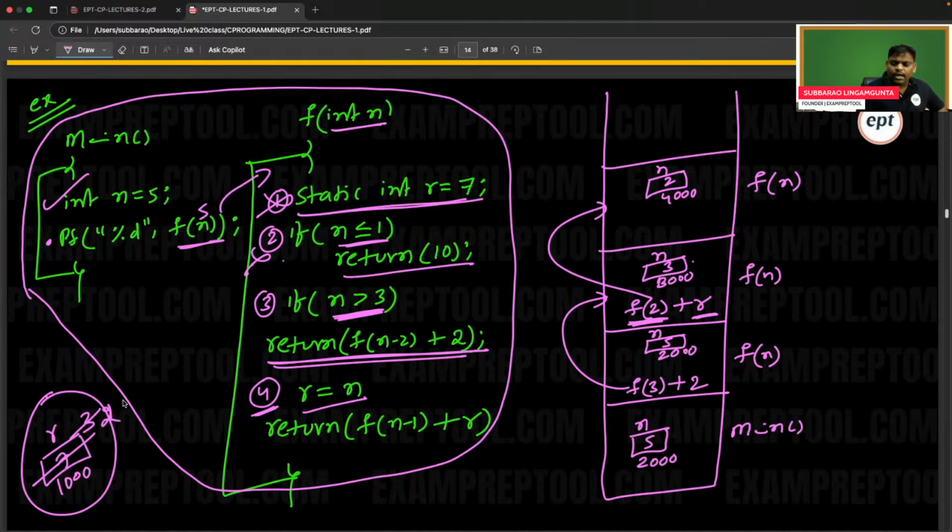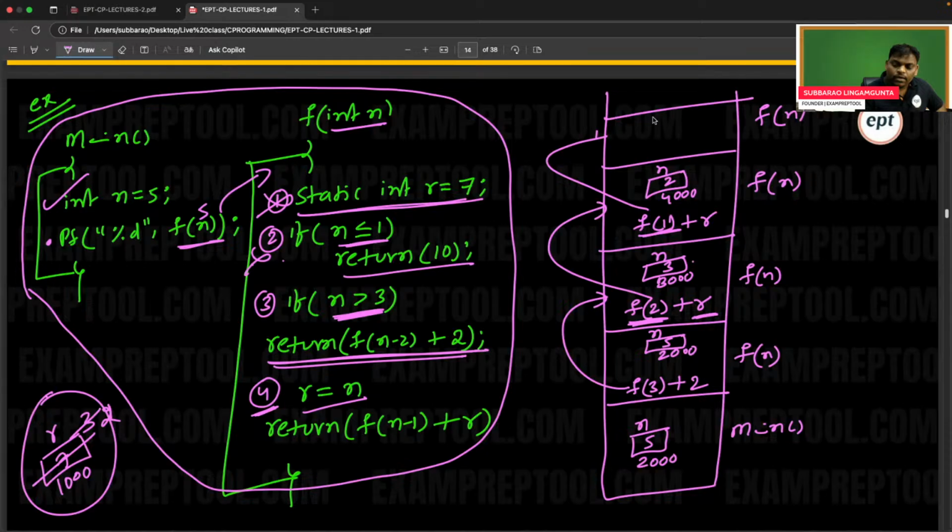Sorry for this. R is equal to n, right? So R value becomes 2. That is also okay. Next one. So return f of n minus 1. It is 1 plus r. So f of 1, so f is called.